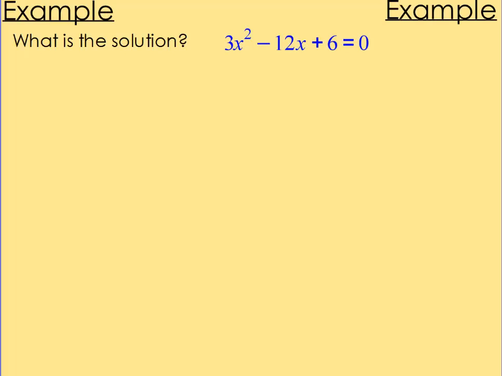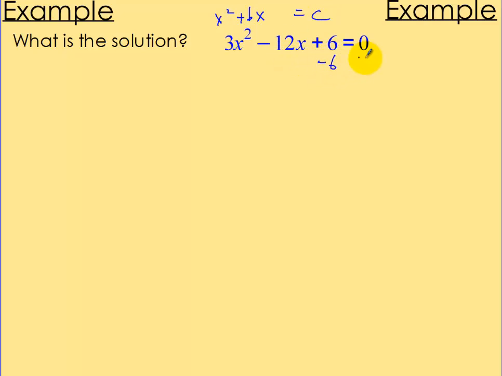Let's try some examples. Pause the video. So what's the solution here? And I want to do this by completing the square. So the first step is you got to get it into the correct format: x squared plus bx equals c. So notice the x squared doesn't have a coefficient, and the number has to be on the right side.